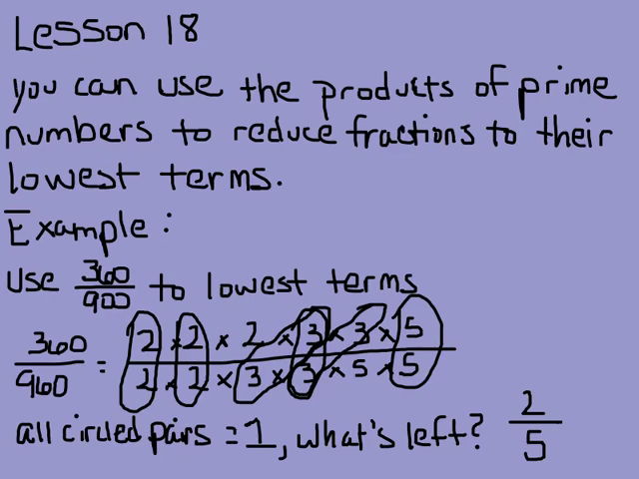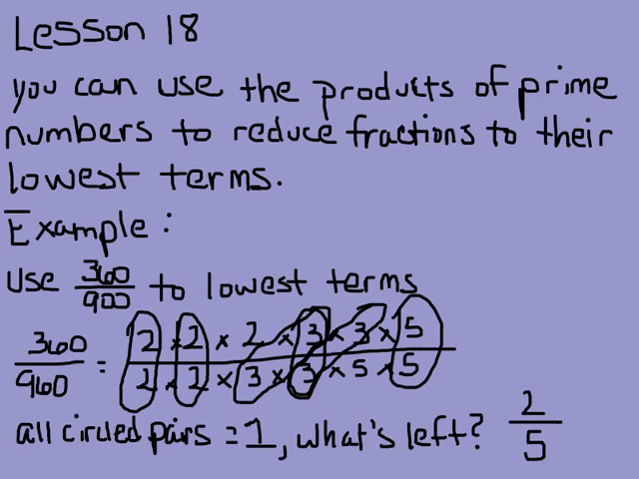Now, what we've done so far, we did a lesson just a few days ago about prime numbers and how to factor a number down to its products of primes. So you know how to do that. We're going to take that skill one step further and use those to simplify a large number fraction. The example that we're going to use first says use products of primes to reduce 360 over 900 to its lowest terms.